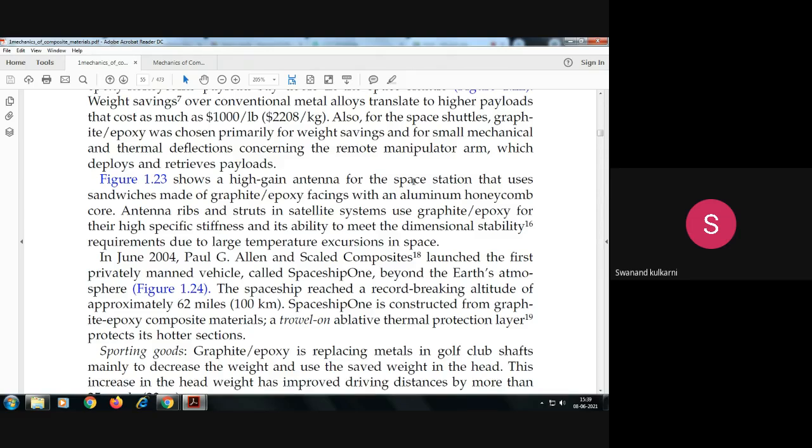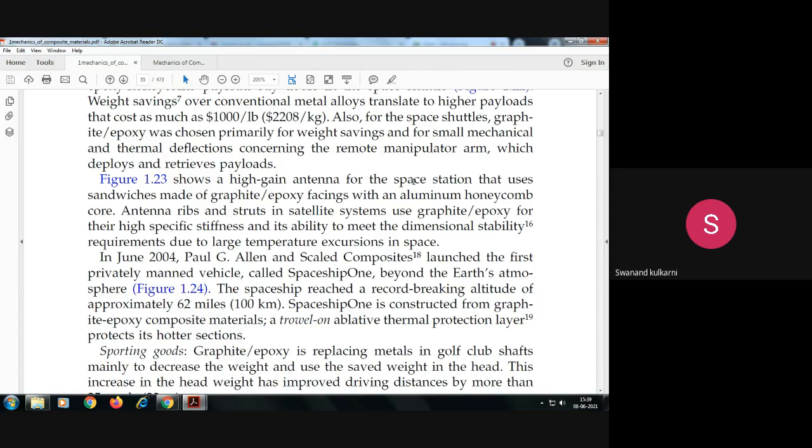So in the case of sandwich type composite material, graphite and epoxy are combined to form the facing, and aluminum is used as a honeycomb in between. The honeycomb structure is present between the top layer and the bottom layer. So graphite epoxy facings are made. Is it okay? The inner material is considered the core and the surface material is considered the facing.